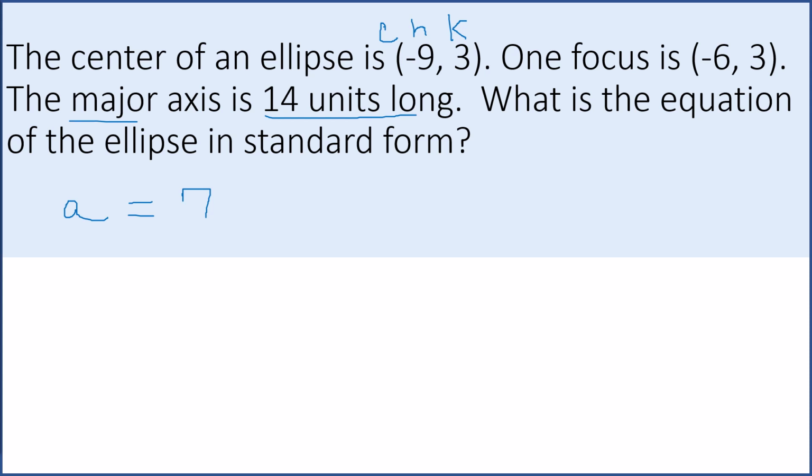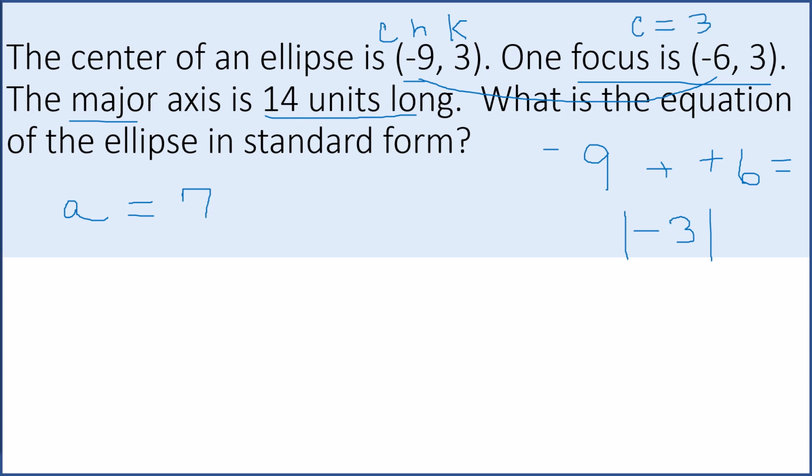Okay, and the major axis is always going to be the larger one. So we have one focus that's going to give us c, and the only thing that's changing is the x. From negative 9 to negative 6, what is the distance? Okay, negative 9, take away negative 6, or you can plot it on a coordinate plane or a number line and just count. It's going to be negative 3. So the distance is the absolute value. So c is equal to 3.